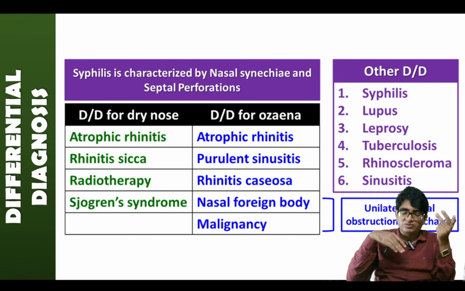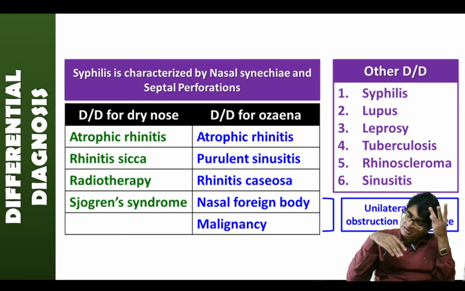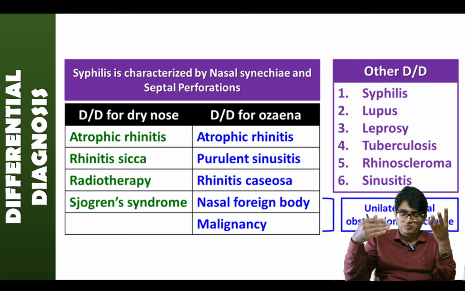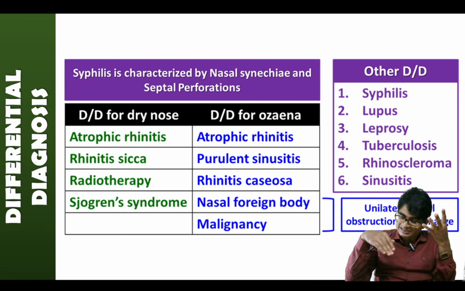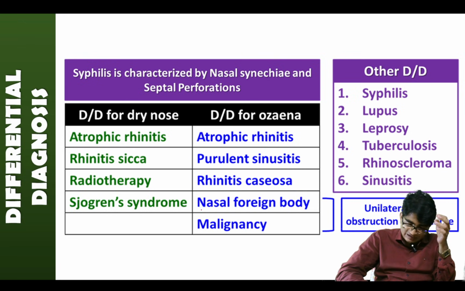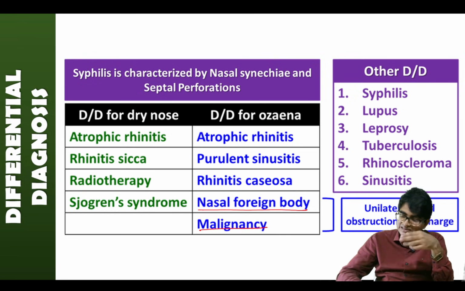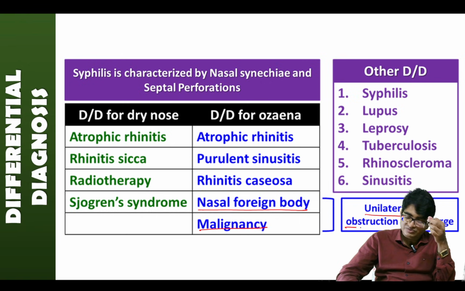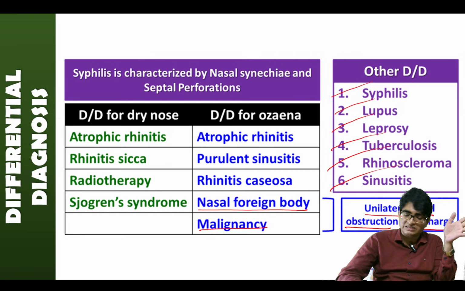Next, DD. Differential diagnosis. You know already. There is dry nose, there is anosmia. For dry nose, it can be rhinitis sicca, it can be atrophic rhinitis, it can be radiotherapy, it can be Sjogren's syndrome. For anosmia: atrophic rhinitis, purulent sinusitis, rhinitis caseosa, as well as nasal foreign body and malignancy. I have already said that in nasal foreign body, but also in malignancy, there is unilateral nasal obstruction and discharge. Other DD, any chronic granulomatous disease, like in cases of syphilis, lupus, leprosy, tuberculosis, rhinoscleroma, sinusitis, everything.